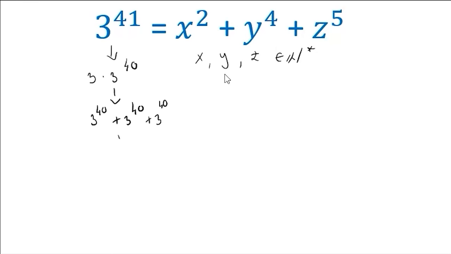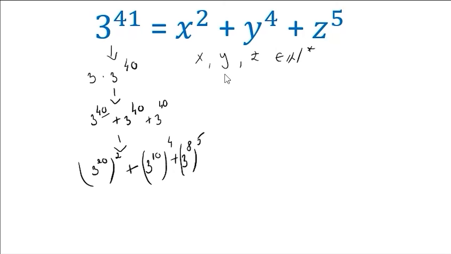So furthermore, I'm going to rewrite those three numbers as 3 to the power of 20, everything to the power of 2, yes, since 20 multiplied by 2 equals 40, plus 3 to the power of 10, everything to the power of 4, plus 3 to the power of 8, everything to the power of 5.